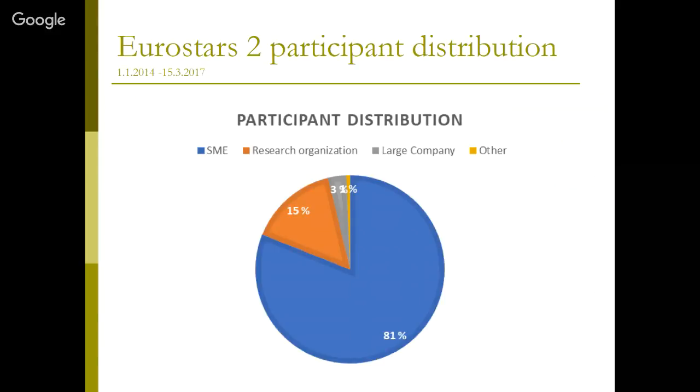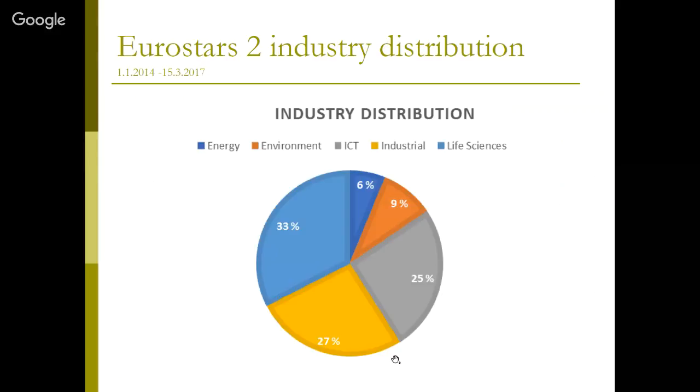In terms of participant distribution, the main participants, of course, are SMEs, but as you see, there are also research organizations and large organizations involved. Other organizations usually mean associations. Here is the industrial distribution, and it shows that life sciences, the light blue, are the main focus area, and the others are industrial, which means basically all industry except environment, ICT and energy. ICT is strongly promoted. Environment and energy are rather small areas compared to other funding programs.